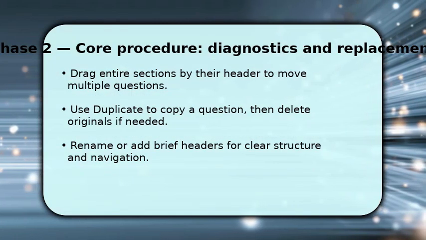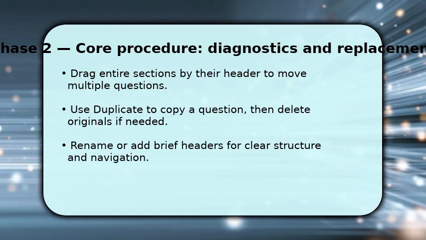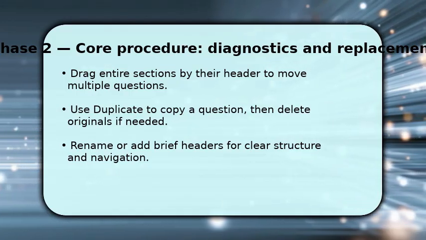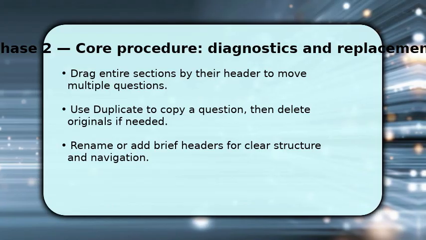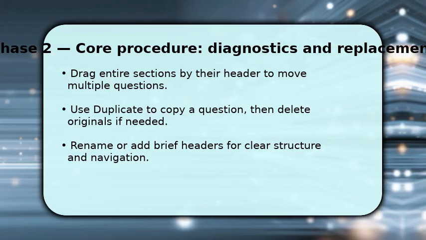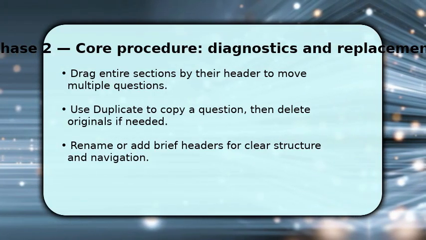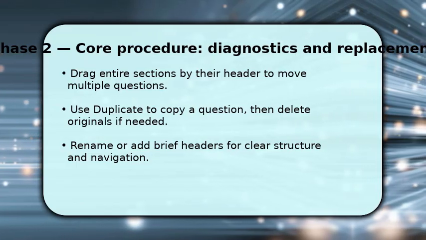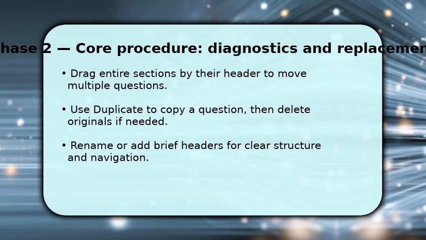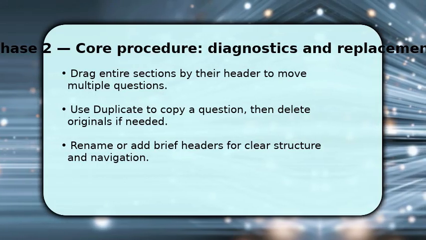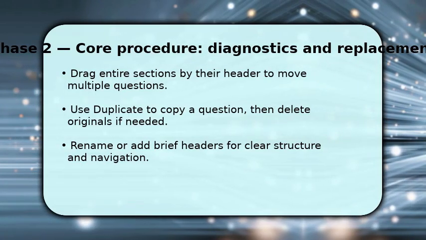Once done with single moves, tackle larger changes. Drag section headers to move whole groups at once. This preserves question order inside each block. If you need a backup while experimenting, duplicate a question before moving it, then delete the original once you confirm placement. Make sure to refine headings and short descriptions so each section's purpose is obvious to respondents.